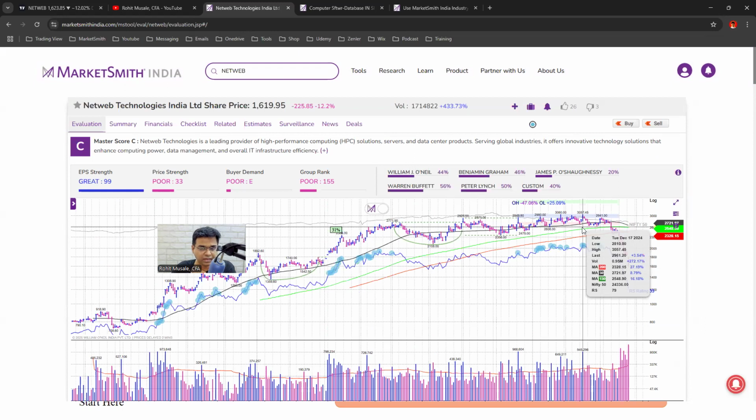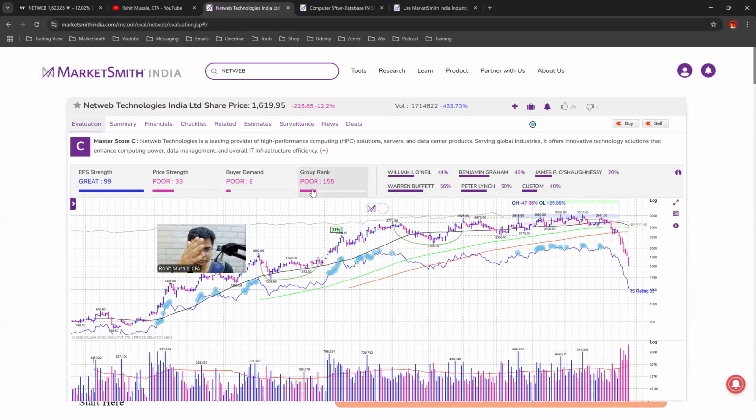It is 79, which means below 80. I normally hesitate to buy a stock with a relative strength of less than 80. So definitely 79 is a cause for concern. Plus, at that time, I must have definitely been looking at industry rank. Industry rank is 155 now.